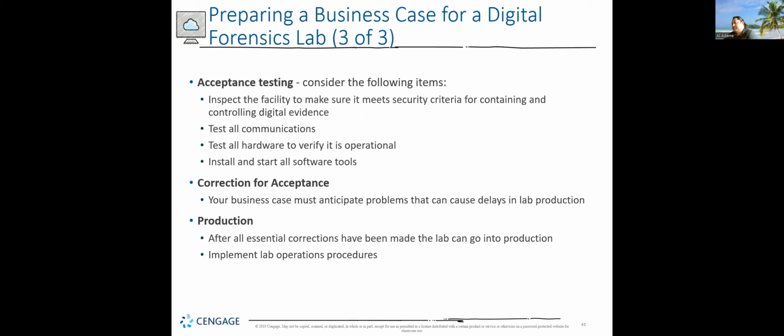Correction for acceptance. Your business case must anticipate problems that can cause delays in lab production. Like I said, life happens. If it takes longer, explain why it's taking longer and what you've run into. Normally people accept it because you're honest. After all essential corrections have been made, the lab can go into production. Implement lab operating procedures: make up what your lab needs to do, why you do it, and how you go about it.